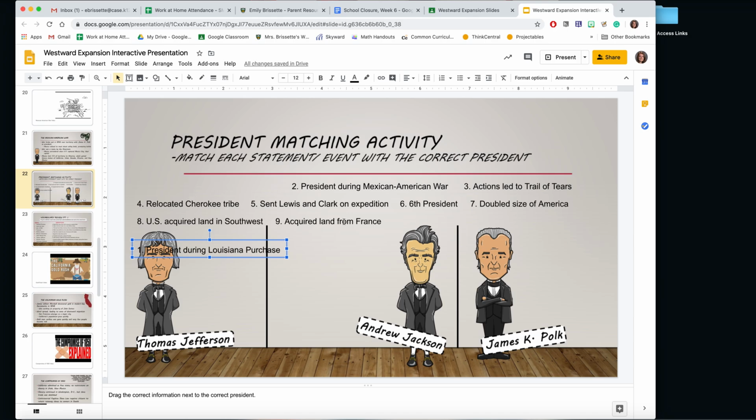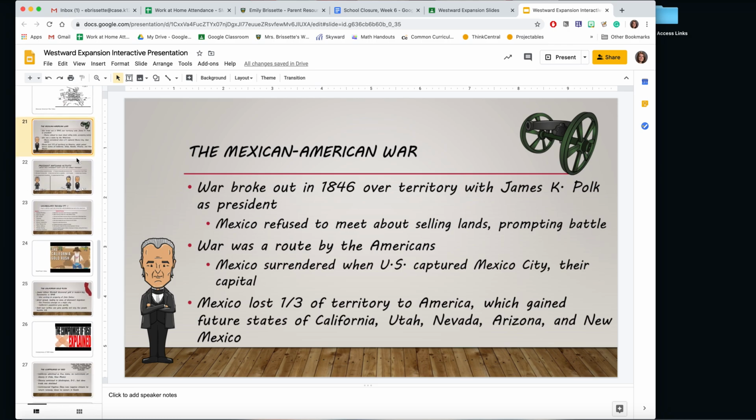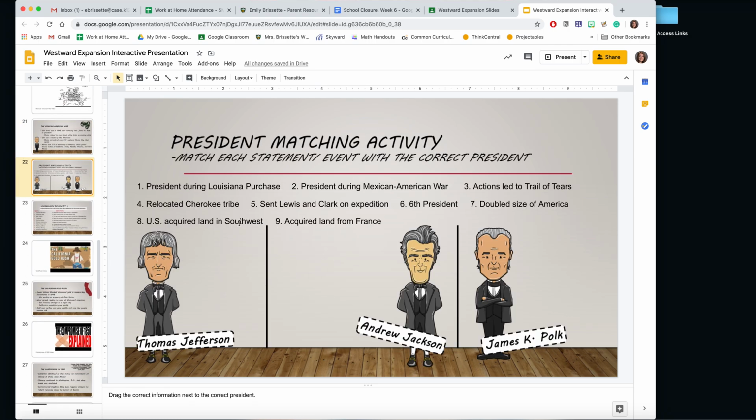You'll go through all 9 of these and you'll just click and drag them to whether they belong to Andrew Jackson, James K. Polk, or Thomas Jefferson. You can look back at your slides if you're struggling to remember about the presidents. But all of the information for these answers are in the slides above.